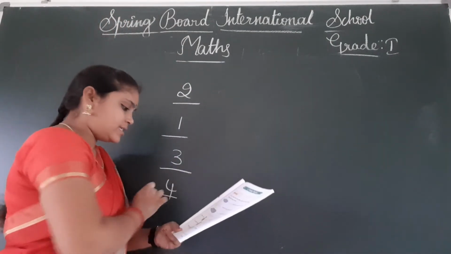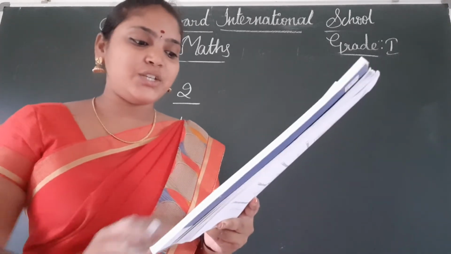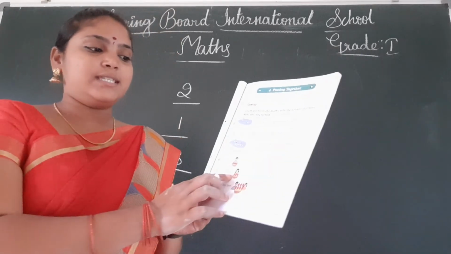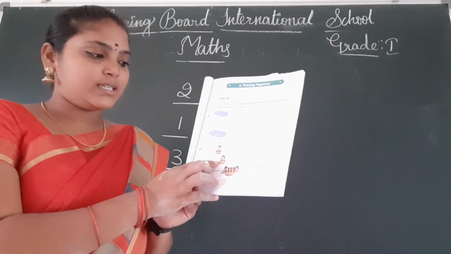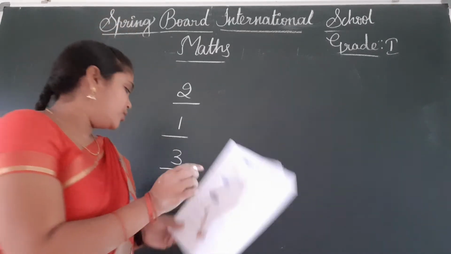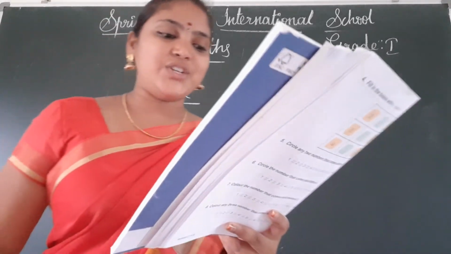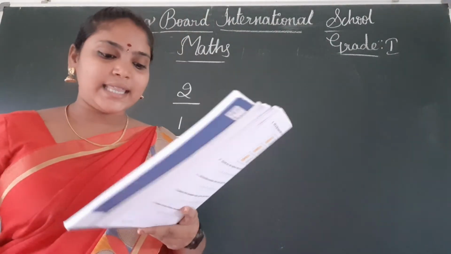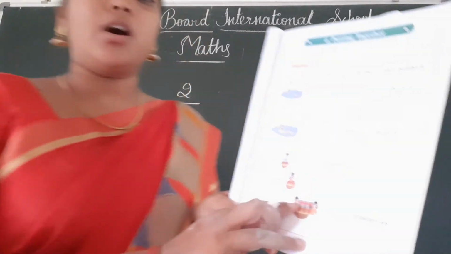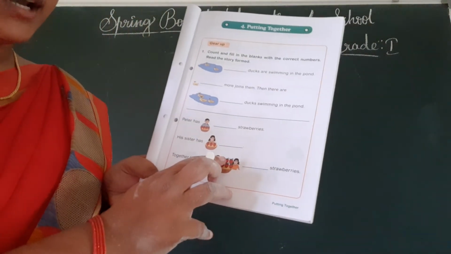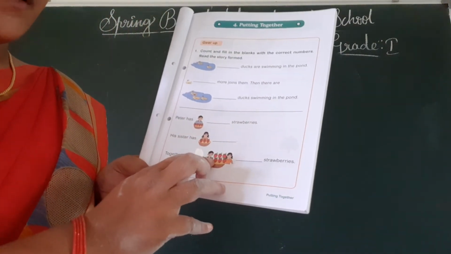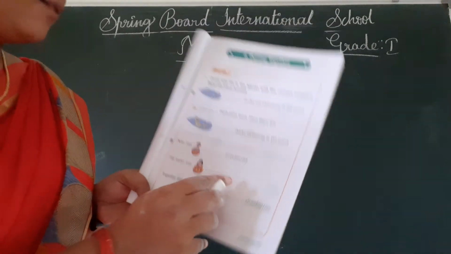Next, his sister has dash strawberries. How many strawberries does his sister have? 1, 2, 3. You have to write number 3. His sister has 3. Together they have dash. Here you have to count how many strawberries. 1, 2, 3, 4, 5, 6, 7.